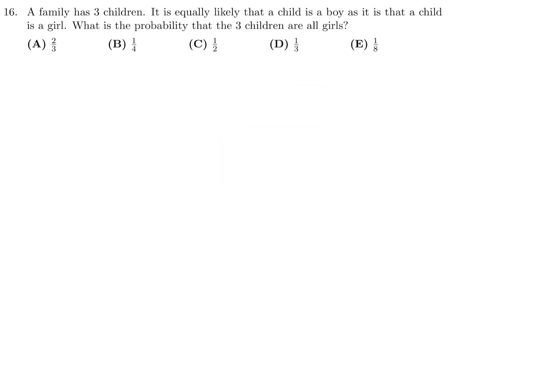A family has 3 children. It is equally likely that a child is a boy as it is that a child is a girl. What is the probability that the 3 children are all girls? First child, second child, third child. First child, probability that it's a girl is a half. Second child, probability that it's a girl is a half. Third child, probability that the child is a girl is another half.